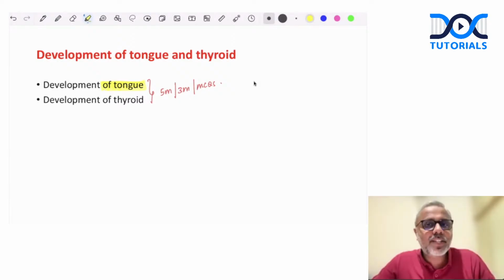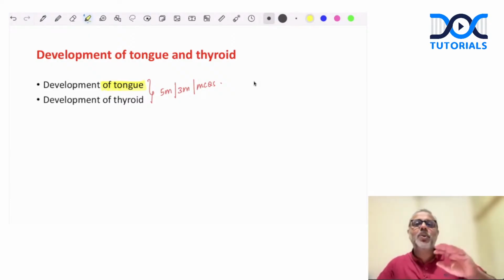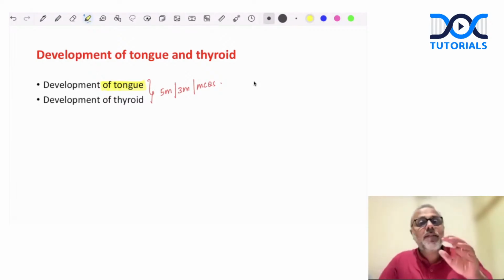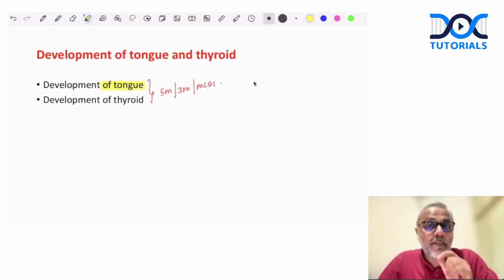That's why we will discuss the development of the tongue at the end of the class. We will discuss how to write the development of the tongue. Even though it is very commonly asked, we as students make a few mistakes which deprive us of important marks. How to ensure that we score all of them, we will discuss by the end of the class. How to write a short essay on development of the tongue.